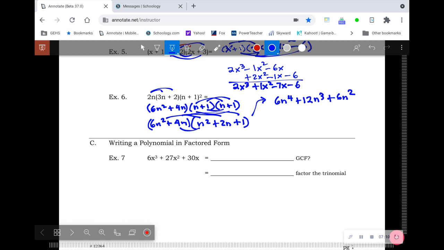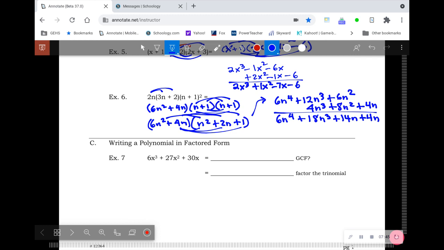Then I'm going to switch to the bottom one here, or the last one, 4n times all these. The first one gives 4n cubed plus 8n squared. And we finish up with a positive 4n there. So now that you have your like terms lined up, it makes it easier to complete this problem. And now that expression is written in standard form.